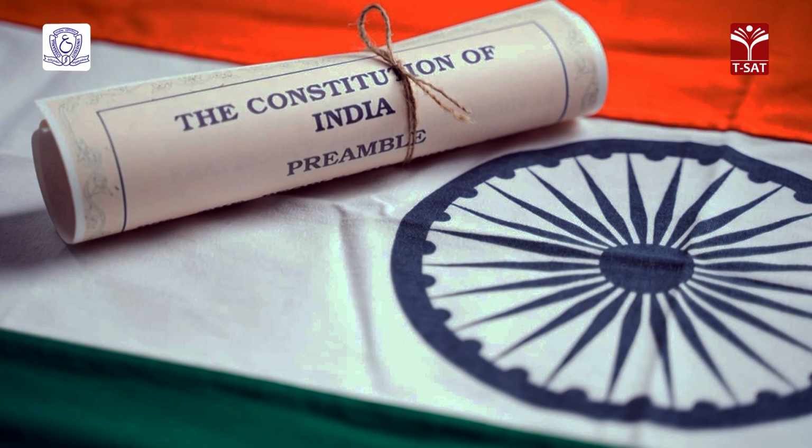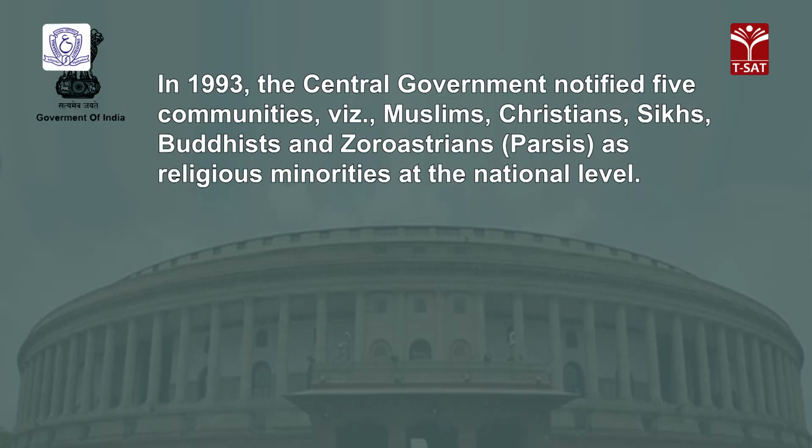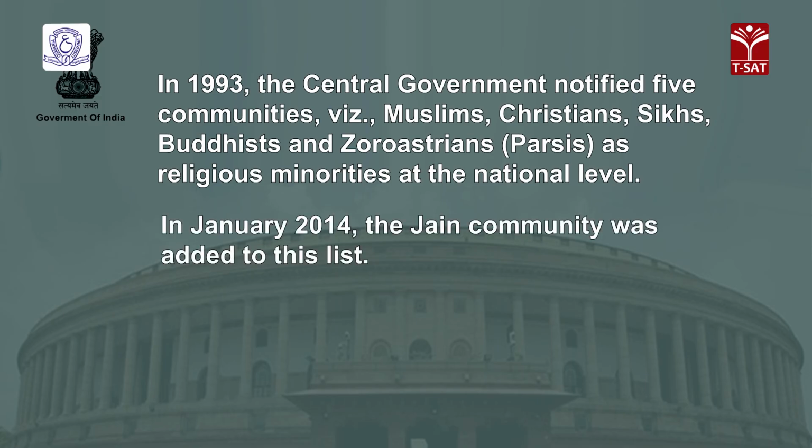Now, the constitutional rights. The Constitution refers to two types of minorities, namely religious minorities and linguistic minorities. However, the term minority has not been defined anywhere in the Constitution. In 1993, the central government notified 5 communities, namely Muslims, Christians, Sikhs, Buddhists and Zoroastrians, that is Parsis, as religious minorities at the national level. In January 2014, the Jain community was added to this list.